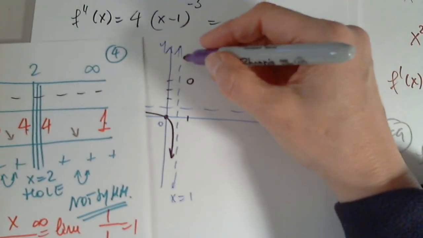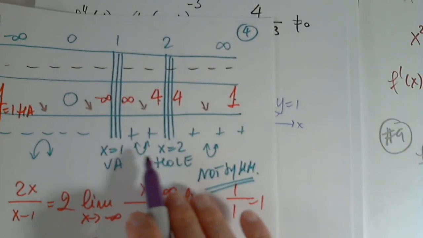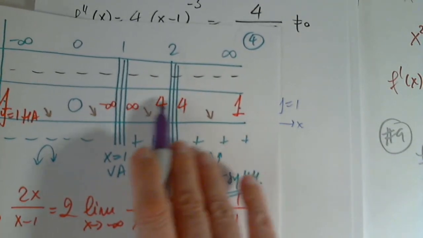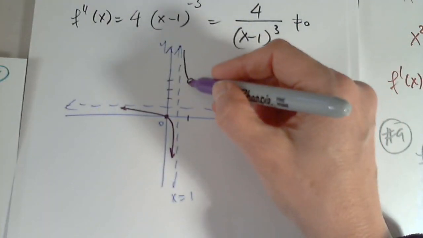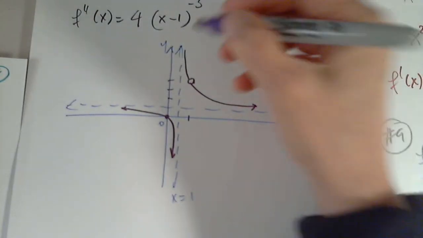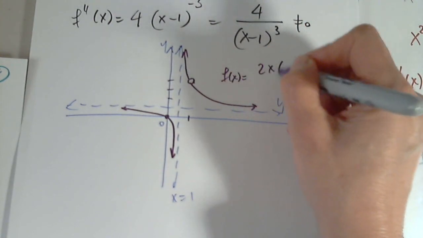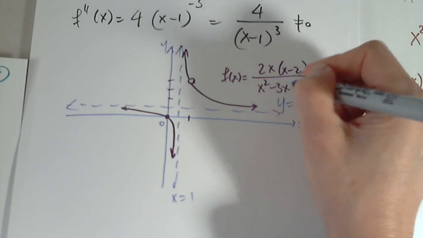Coming from positive infinity, going through this point, decreasing, opening up all the time, and going through this hole, approaching 1. So this is the graph of f of x, 2x times (x minus 2) over x squared minus 3x plus 2.